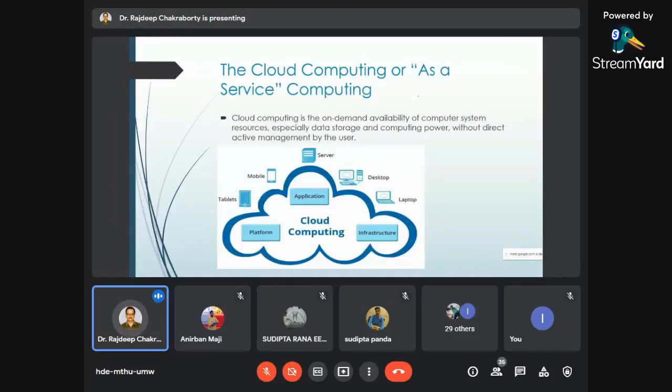Second comes one of the booming technologies, cloud, also known as as-a-service computing. As-a-service computing means some computing which you get as a service. For example, I have a laptop and I want to run some program which cannot be run on my laptop. It needs higher processing power, memory power, everything. So what can we do? We can hire an infrastructure from the cloud service provider, run our program there and get the result back.